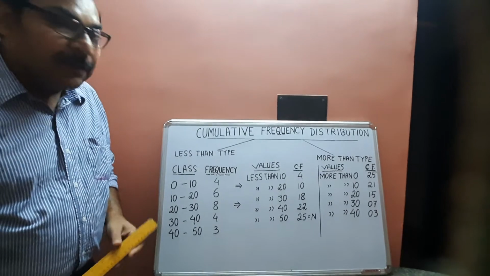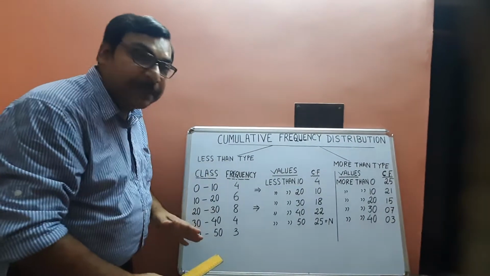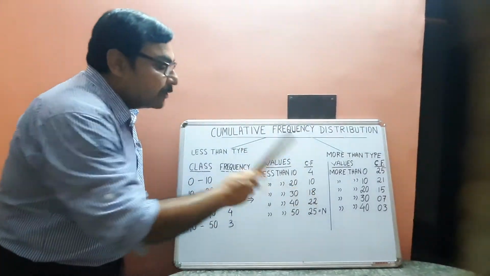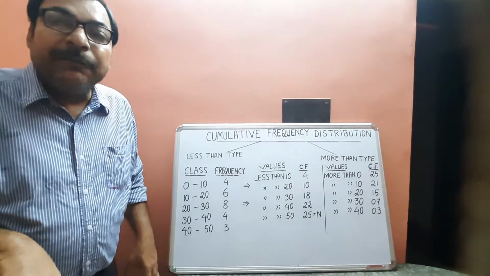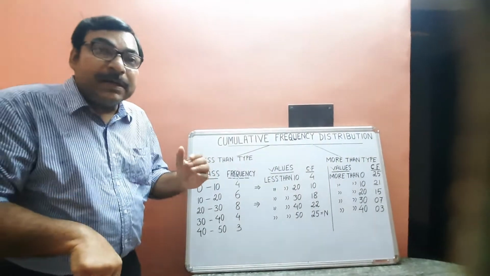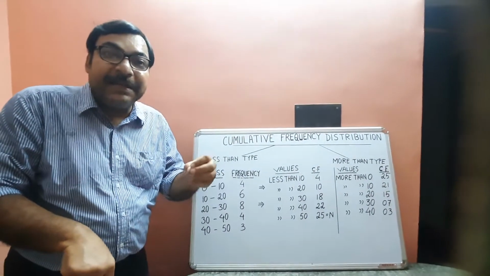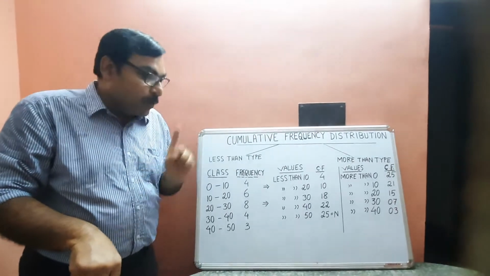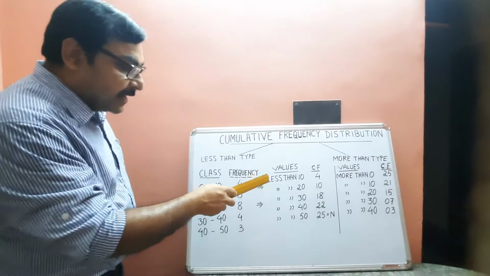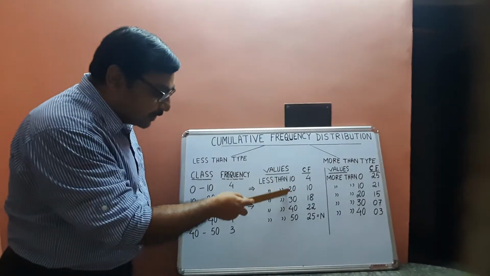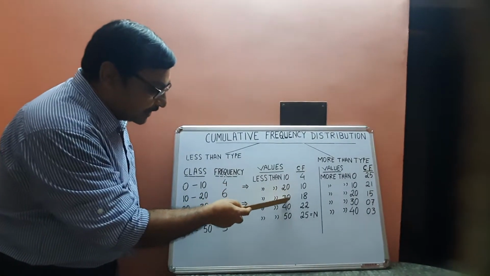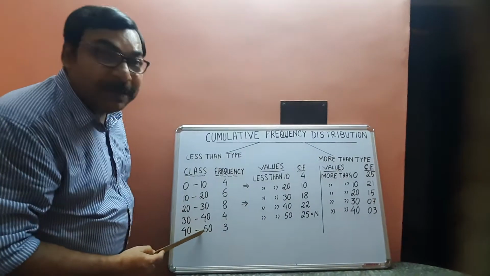In this way, first write the upper limits and count the number of items, just adding the successive frequencies, and you will get the less than type cumulative frequency distribution. It is very simple. Now you have to see what are the characteristics of less than type cumulative frequency distribution. We are observing 4 characteristics. Number 1, less than type cumulative frequencies are based on upper limits of the series: 10, 20, 30, 40, 50. So we are considering the upper limits.